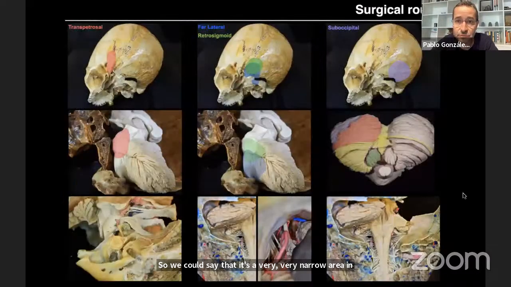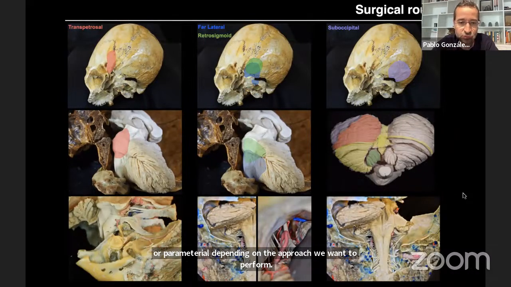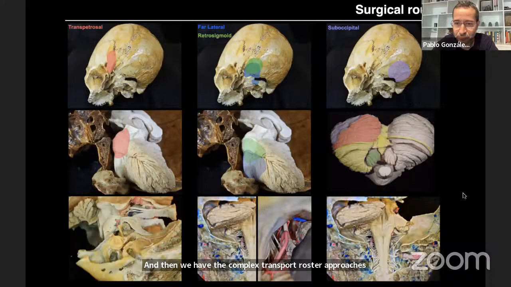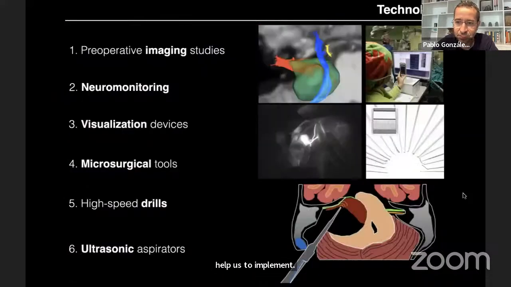So there are many different well-known routes: far lateral, retrosigmoid or lateral suboccipital. Then we have the midline suboccipital, which could be purely midline or paramedial, depending on the approach we want to perform. And then we have the complex transpetrosal approaches. All these are the common routes which could help us to implement the surgical approaches in the posterior fossa.